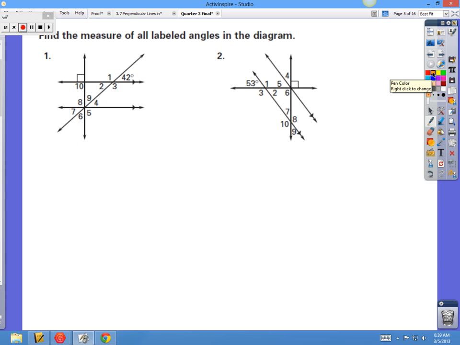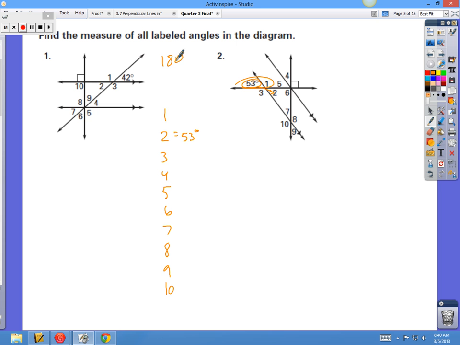Okay, number 2, let's do the same thing. 1, 2, 3, 4, 5, 6, 7, 8, 9, 10. We can start off right here. 53 is going to also be 2. So angle 2 is 53 degrees. And then I know they're supplementary. These guys are a linear pair.